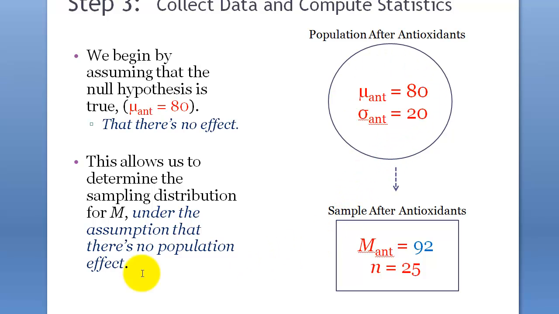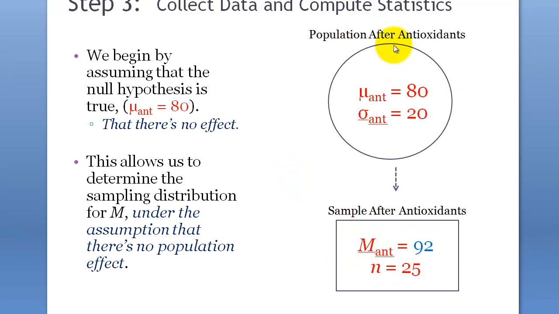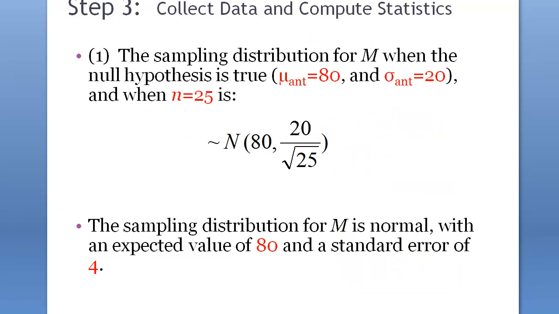We kind of assumed this sample was coming from this population. That's why we can say the sampling distribution of the mean is normal, because the population distribution is normal, and the expected value is 80, because we assumed this sample was coming from this population. Anyway, let's keep going.